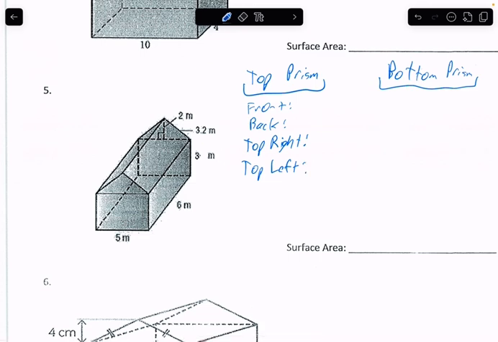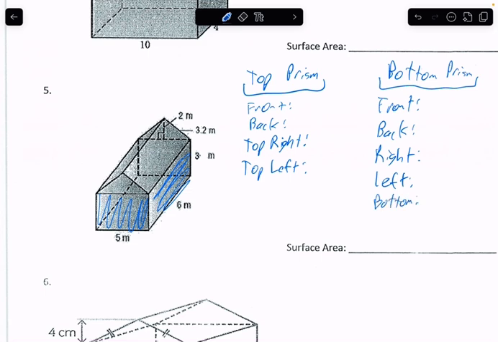So now we look at the bottom prism. We've got this rectangle prism. We've got the front, which will be the same as the back. We've got the right side, which will be the same as the left. And then we don't have the top of the bottom prism because that's covered up. So now we just have the bottom. And so we're going to go ahead and find the area of each of these.